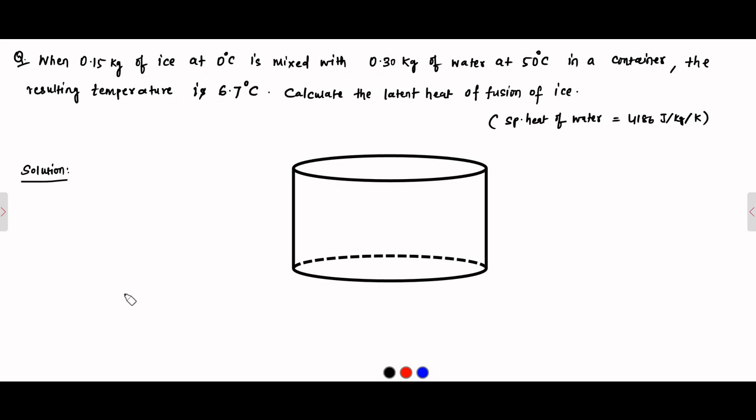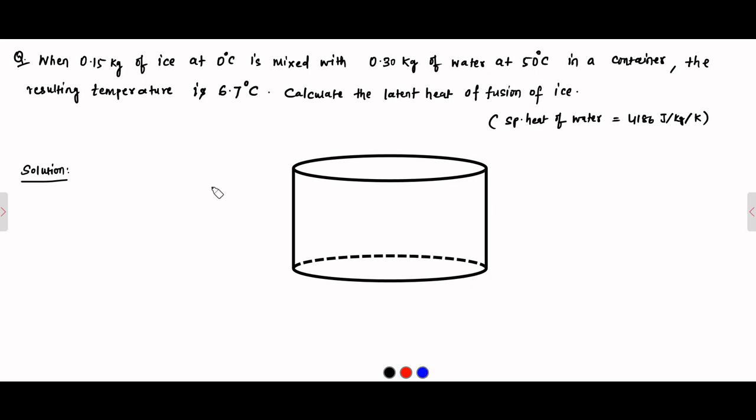So here is another question on the concept of specific heat, latent heat, calorimetry, and the concept of heat loss and gain. It is given that when 0.15 kg of ice at 0 degrees Celsius is mixed with 0.30 kg of water at 50 degrees Celsius in a container, the resulting temperature is 6.7 degrees Celsius. Calculate the latent heat of fusion of ice.